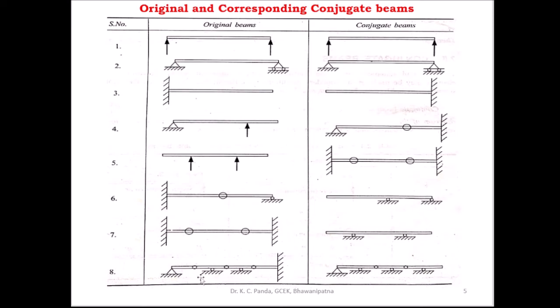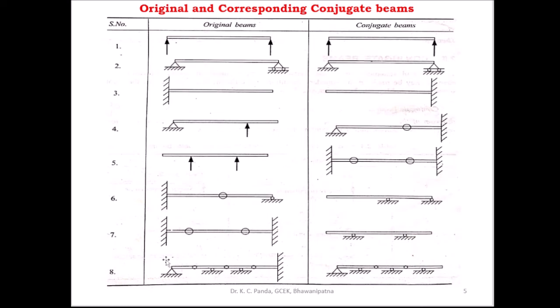And here this is the beam. This is a hinge support, this is an internal hinge, this is a hinge support, this is an internal hinge, and this is a fixed support. So these are two hinge supports, an interior support, and three internal hinges. In the corresponding conjugate beam, you have to take the end hinge support as a hinge support, the internal hinge as an interior support, the interior support as an internal hinge, and the fixed end as a free end in the conjugate beam.